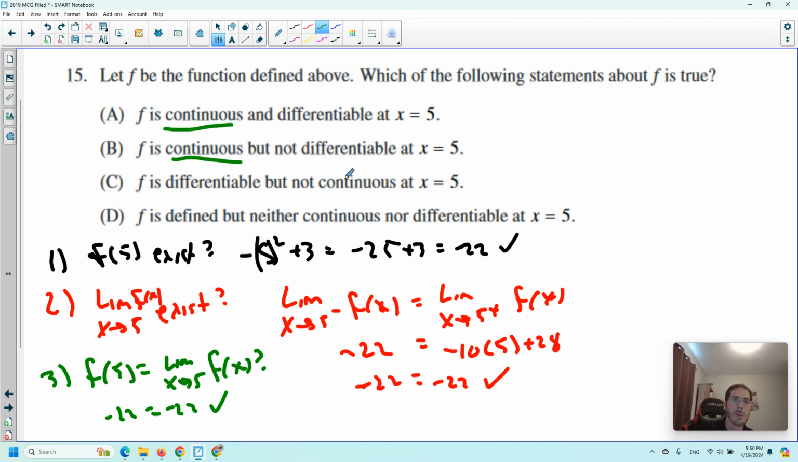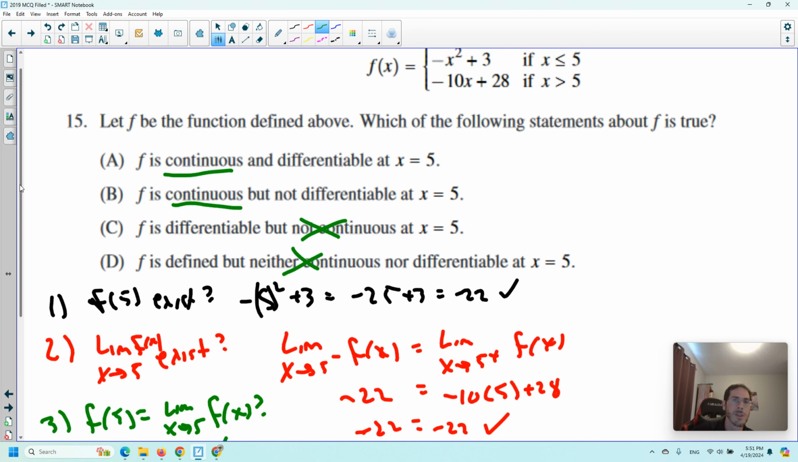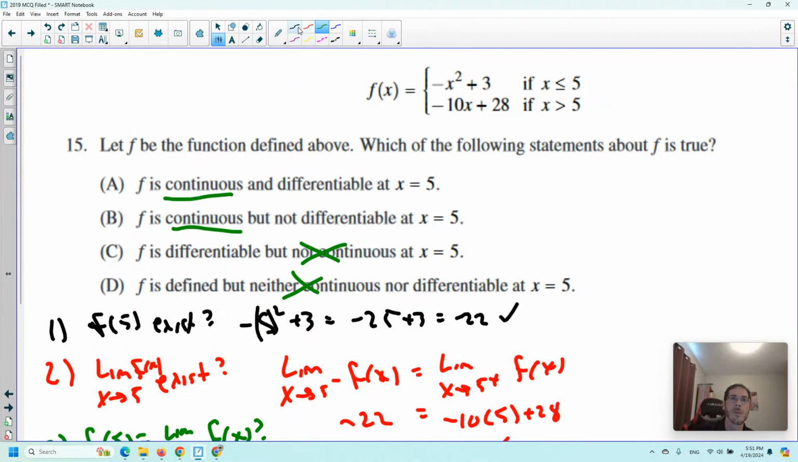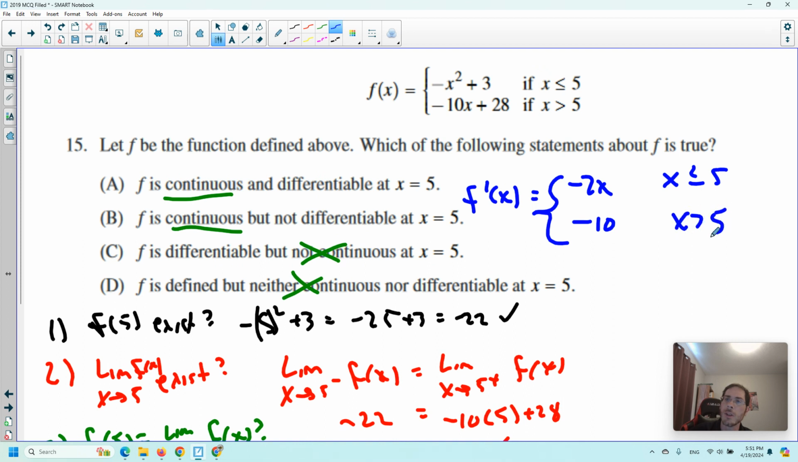Good, good, not good, neither, not good. All right. Good news is it's continuous. The bad news is the problem continues, because now we have to check differentiability. So to check differentiability, we have to take the derivative of this piecewise function. But that's not bad. We just take the derivative of each part. So we get negative 2x from the power rule if x is less than or equal to 5. Here we get negative 10 if x is greater than 5.